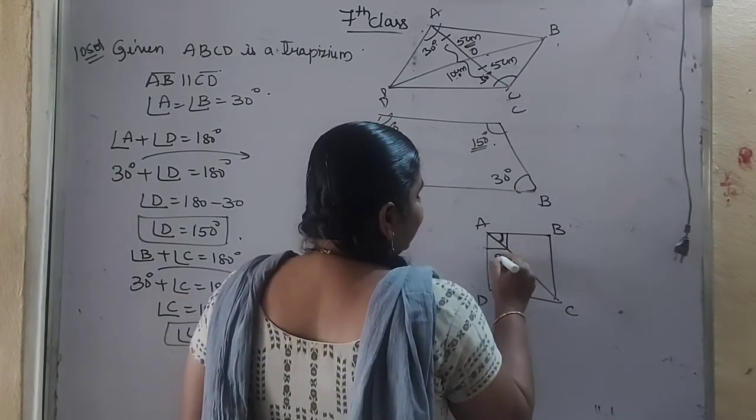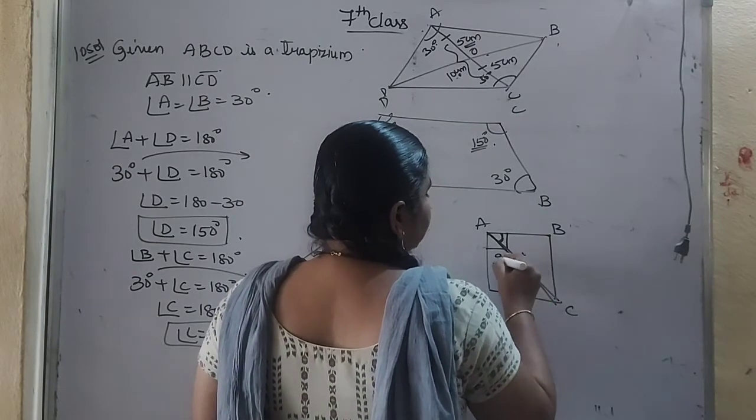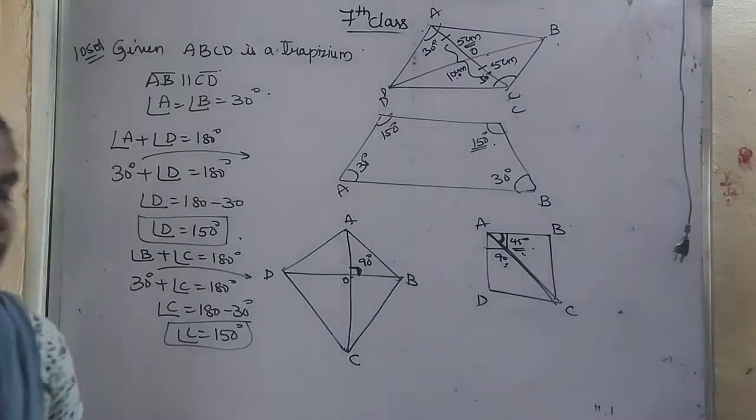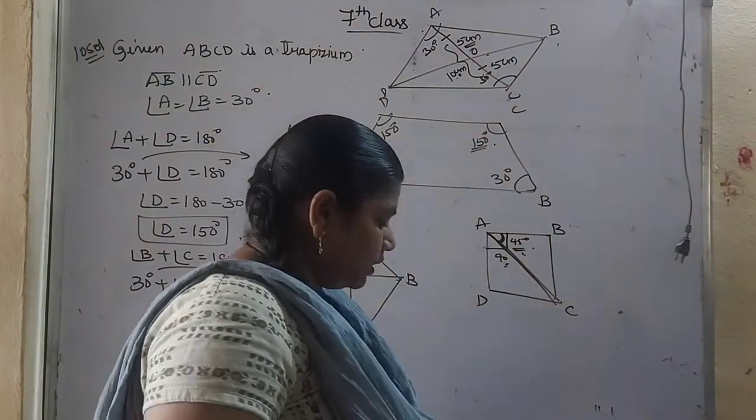So this full angle is 90. This diagonal is bisecting this angle into two equal parts. So how much will it be? 45 degrees. So here the ninth solution is 45 degrees. So this is our ninth bit.